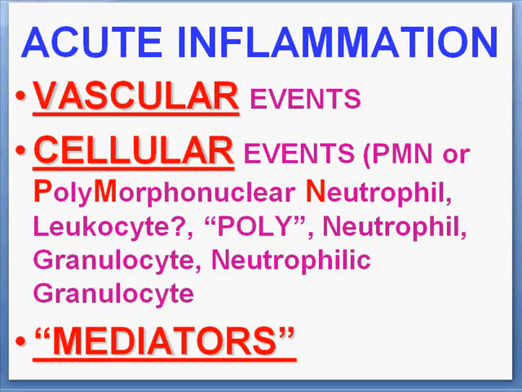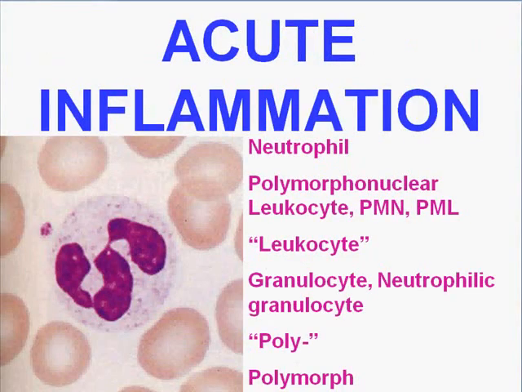And really, the vascular events are very logical. The cellular events are very flowing. The mediators require a little bit of rote memory, and I'm going to have to whip that on you. Let's talk about the cell. Let's talk about the neutrophil. Call it PMN, PML. Call it a leukocyte. Call it a granulocyte. Call it a polymorphonuclear leukocyte. Call it a polymorph. Let's call it a poly.